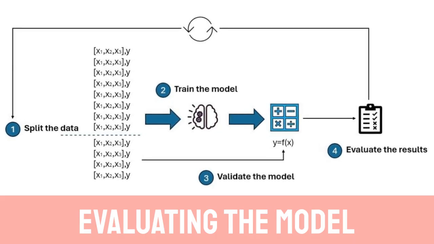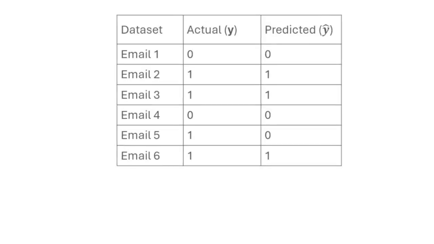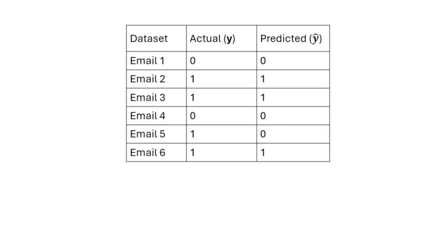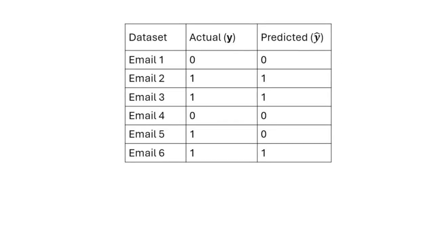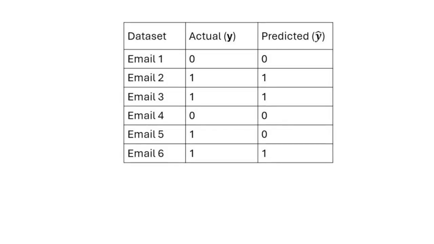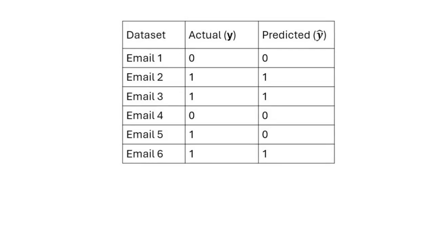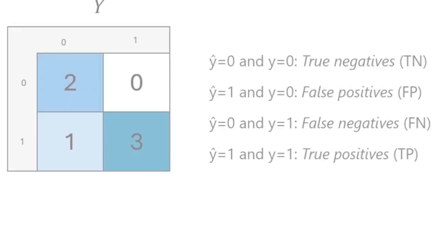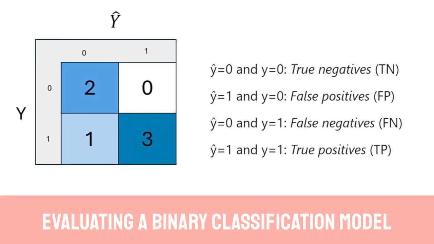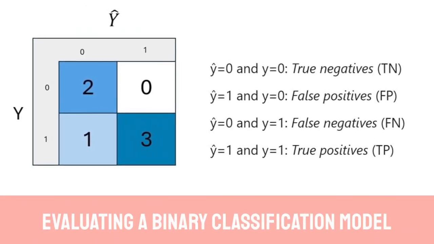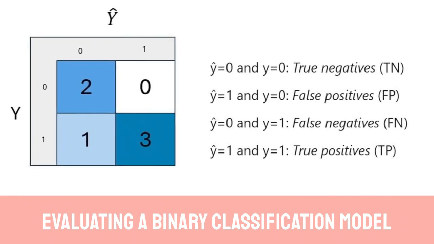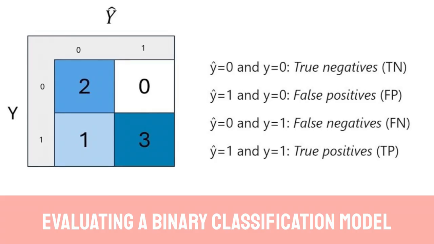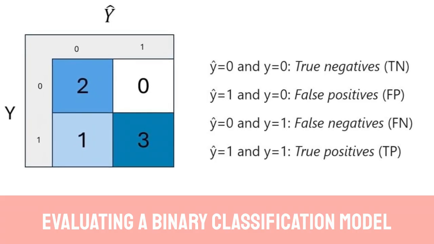The model uses a threshold to turn the calculated probability into a final prediction of either 1 or 0. We can then check how accurate the model is by comparing these predicted labels to the actual labels. To begin evaluating a classification model, you first create a confusion matrix. This is a table that counts how many predictions were right and how many were wrong for each category.